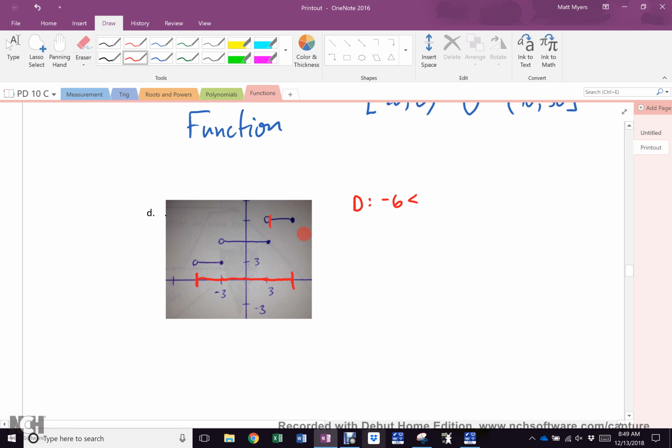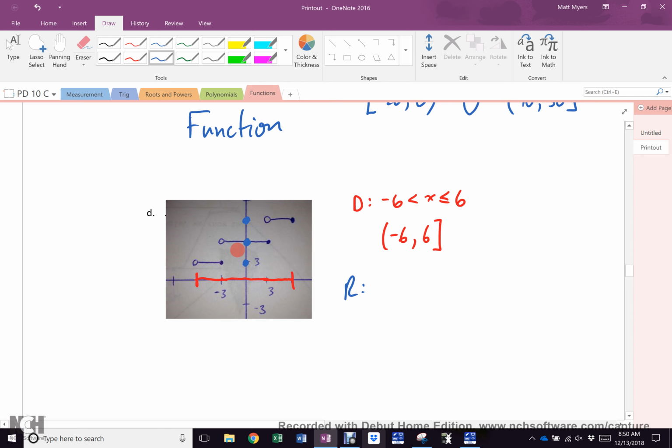Yes? So -6, not included, x up to what? +6. Is +6 included? Yes. So, now put that in interval notation. Yeah? What's the range? 3, 6, 9. Anything else? Did I color anything?